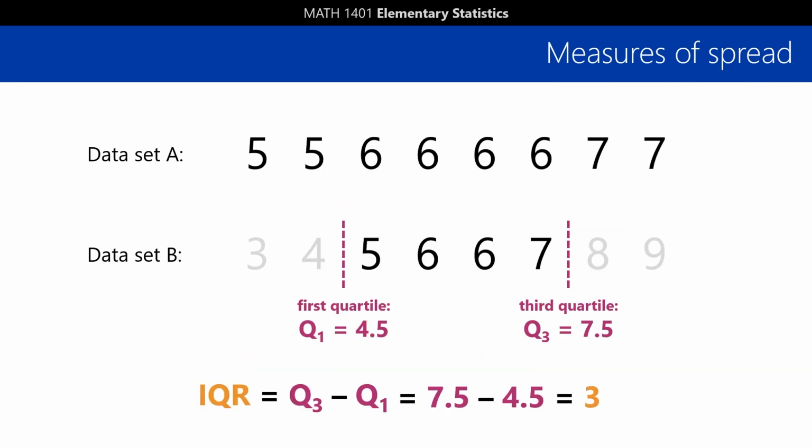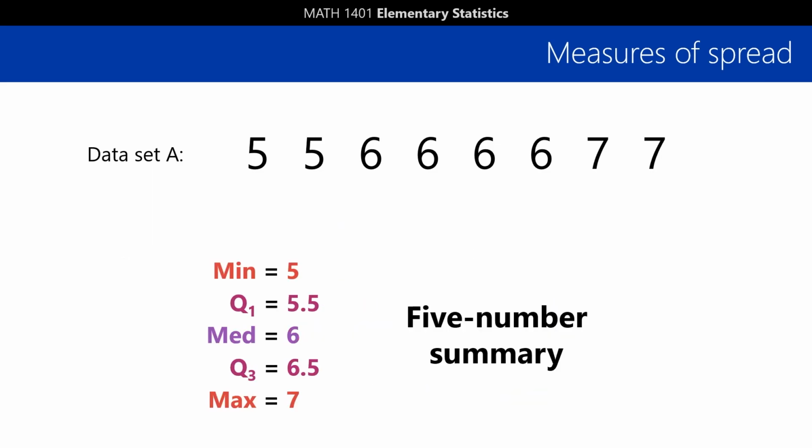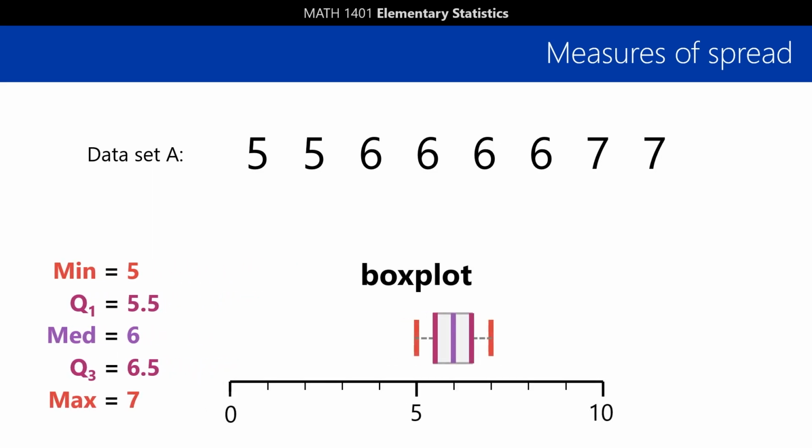On the other hand, set B has an IQR of 3, since its upper quartile, Q3, is 7.5, while its lower quartile, Q1, is 4.5. The minimum and maximum, the median, and the quartiles together form what's called the 5-number summary of the data, which gives a pretty good idea of how the whole data set is distributed. We can use the 5-number summary to draw what's called a box plot.